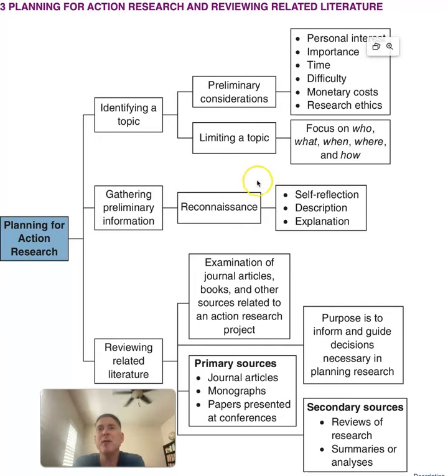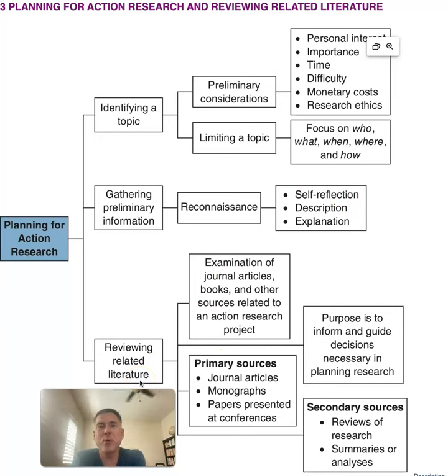Then once you have a topic, you could do some preliminary investigation, some gathering of information. First of all, just reflect. Describe it, explain it. So just think about it a little bit more. What do I know about this topic? And then ultimately, a really important part is to review the related literature.